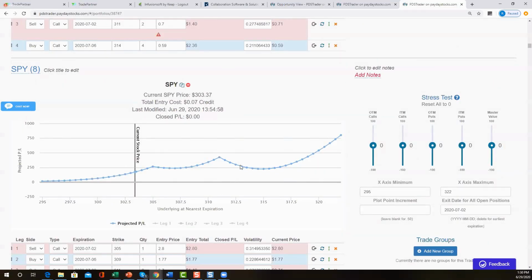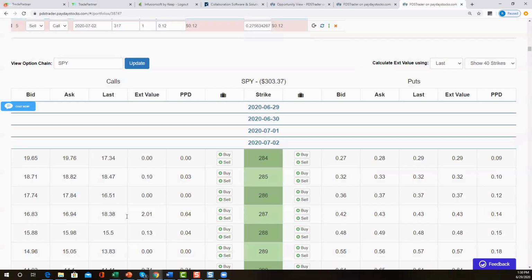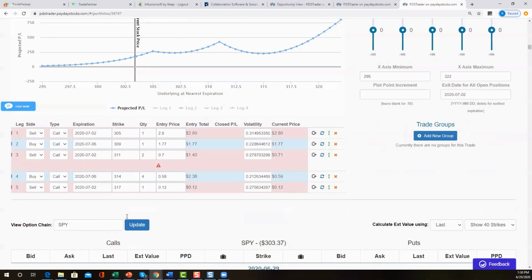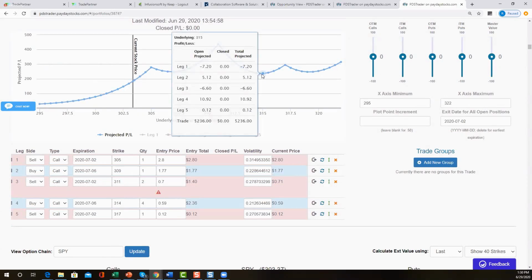Excuse me, on graph 8. So if I were to sell a 317 right now, I'd bring in another 12 cents. And I would still have a little bit of a dead zone here at 315. So it didn't really help me a whole lot.